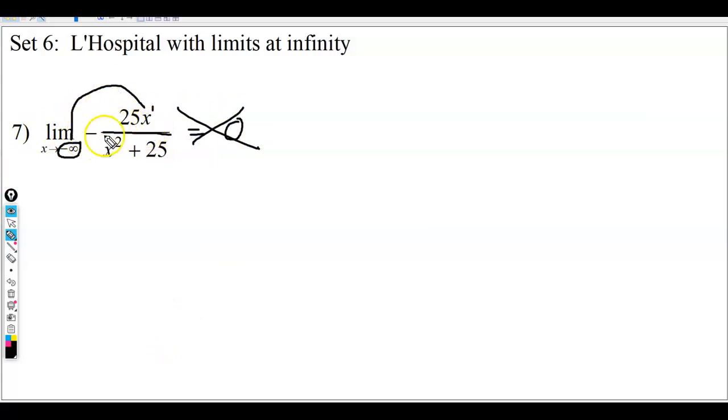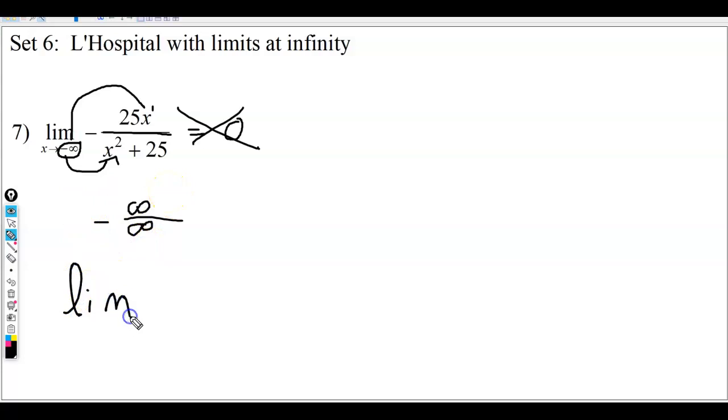Plugging that into the top, we have -25 times infinity. That's going to be infinity. 25 times the number is infinity. And if I plug in negative infinity and square it, I get positive infinity. Positive infinity plus 25 is infinity, so once again, you can see we have L'Hopital.